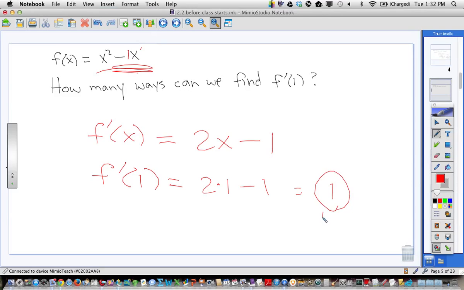If you want to find f prime of 1, you're going to hear me say this a lot this year. If you want to find f prime of 1, first find f prime of x. And now we know how. We know a shortcut for doing it. So you want to find f prime of 1, let's find f prime of x. Do our power rule. It's that. Now plug in a 1. Slope is 1. So there's another way to add to our list of ways to do these things.